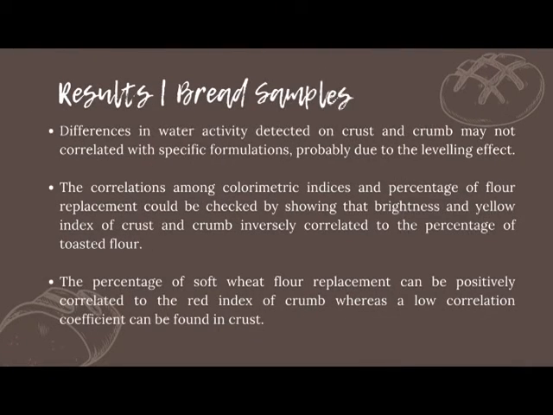There are some results that may be obtained from the analysis, such as the differences in water activity detected on crust and crumb of the obtained loaves may not be correlated with specific formulations, probably due to the leveling effect of the bread making process. The existence of linear correlations among colorimetric indices and percentage of soft flour replacement could be checked by showing that brightness and yellow index of crust and crumb inversely correlated to the percentage of toasted flour.